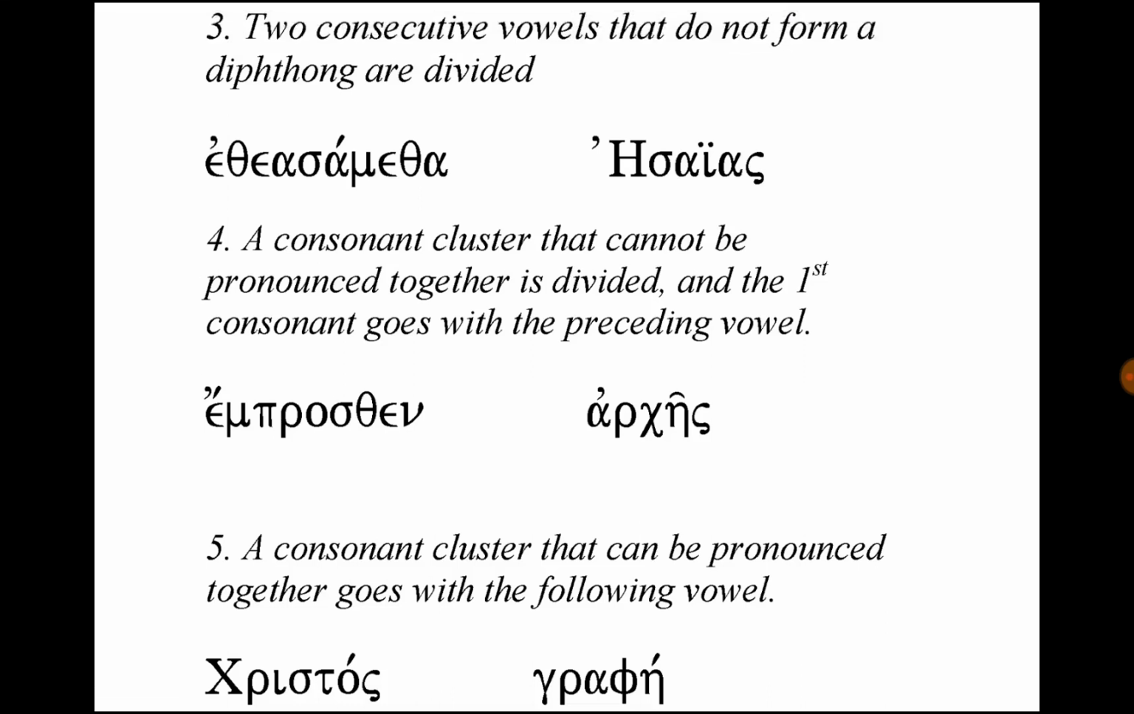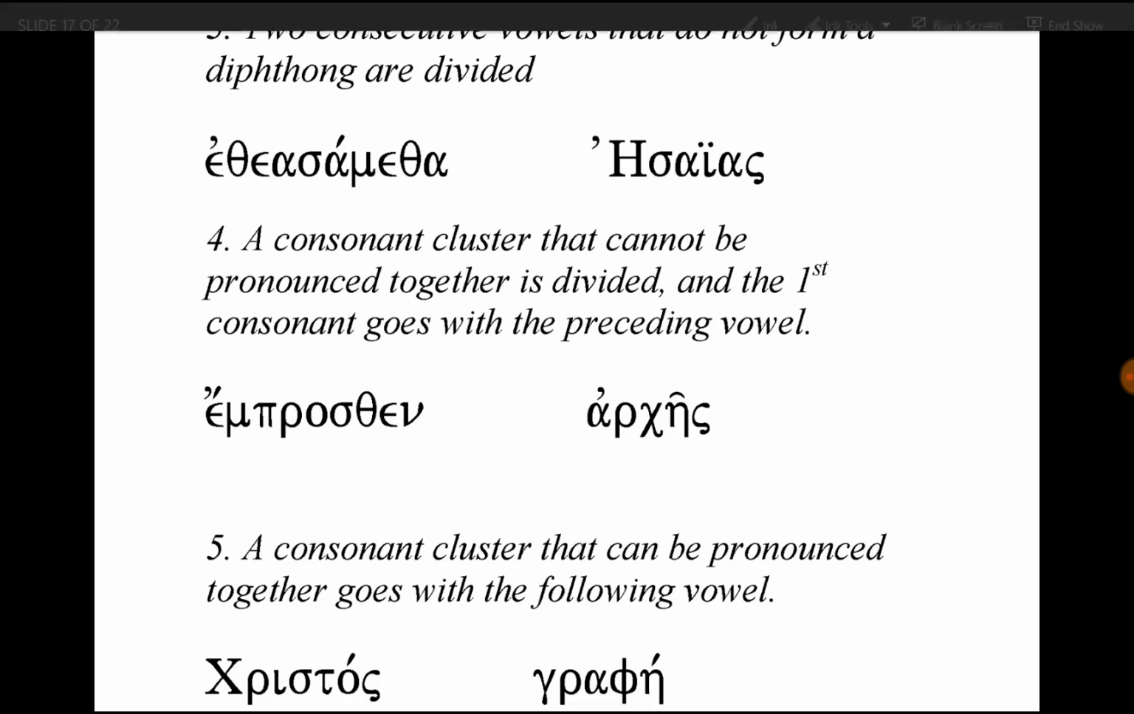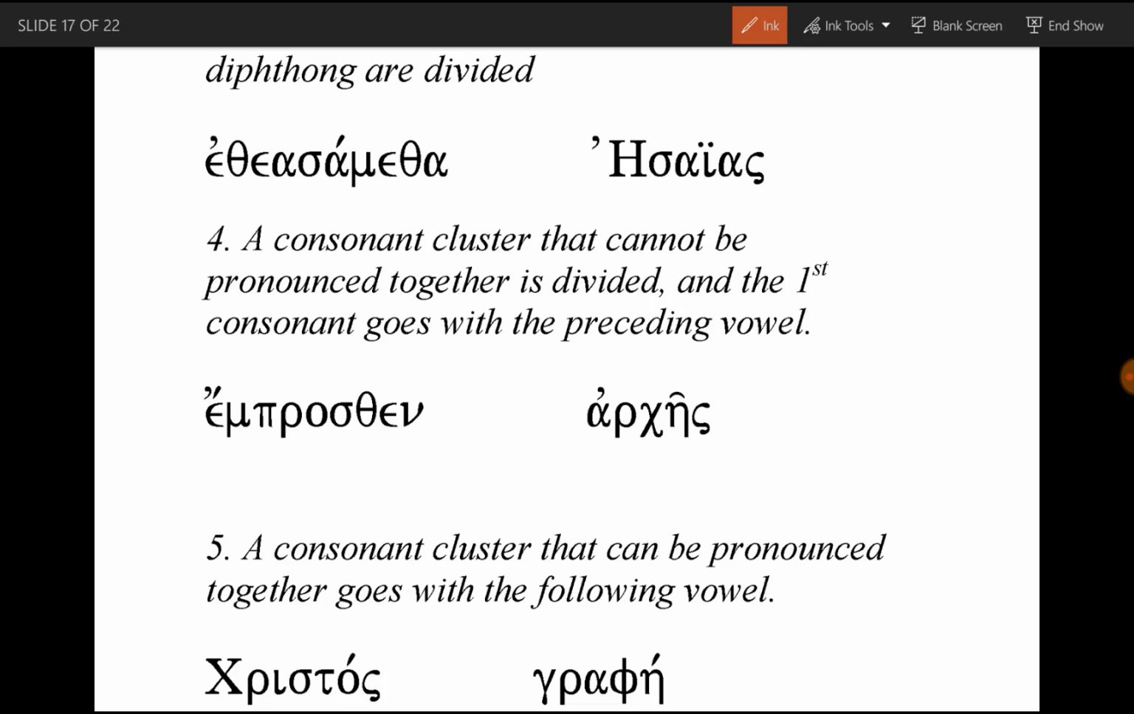Two consecutive vowels that do not form a diphthong are divided. So we kind of went over that. If they're not a diphthong, you divide the vowels and pronounce them separately. So that's kind of a redundant rule. Two consecutive vowels that are not a diphthong are divided. Sa, me, tha. Here's Isaiah.